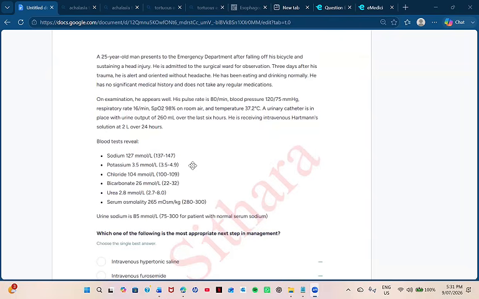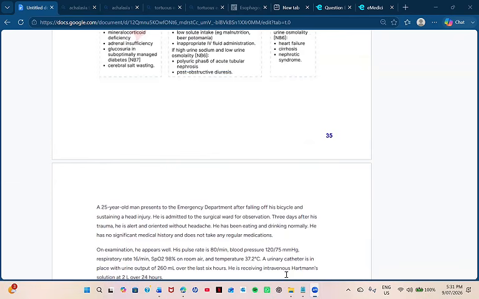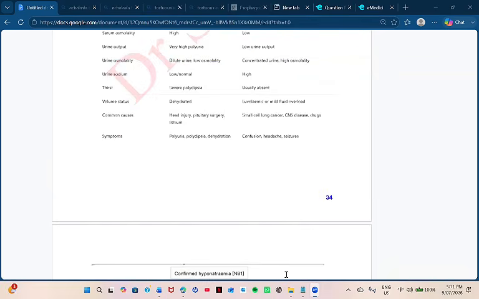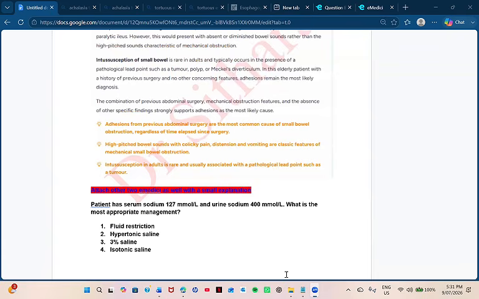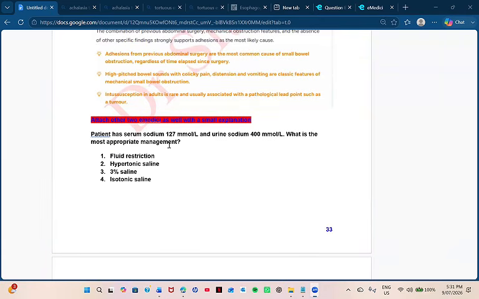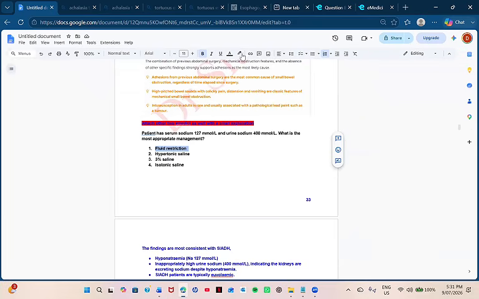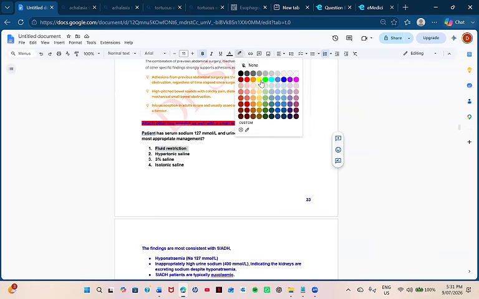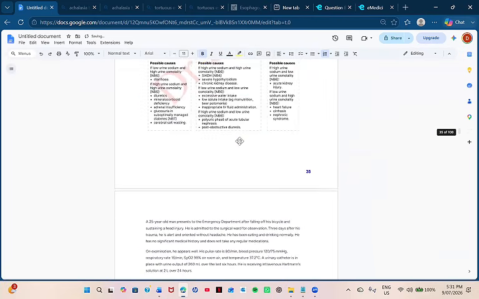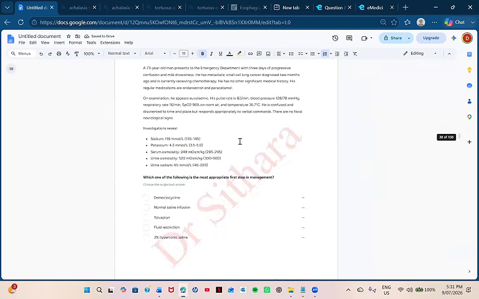As you know, emergency questions are given in the exam as well. They have not mentioned anything about the symptoms or anything else. So what you can do is fluid restriction, right? Fluid restriction, right? Okay.